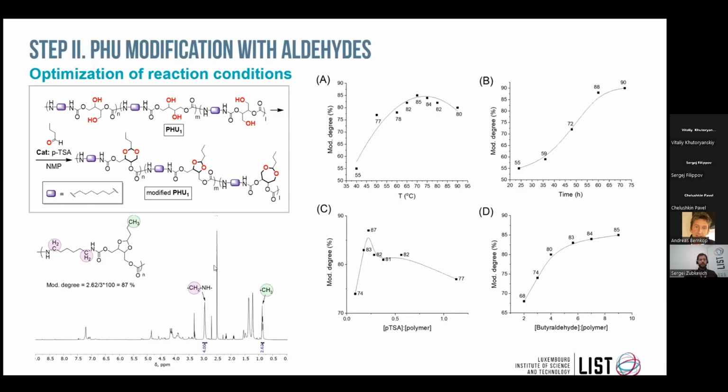To analyze the degree of modification, we used proton NMR. As you can see on the spectrum here on the left at the bottom, there are distinctive signals of the methyl group of butyraldehyde in the chain, and then the ones from the polymer chain. Simply dividing the ratios of the integrals of the signals, we were calculating the modification degree.